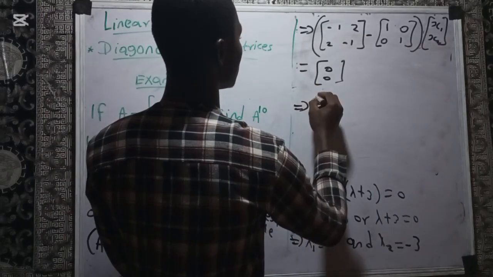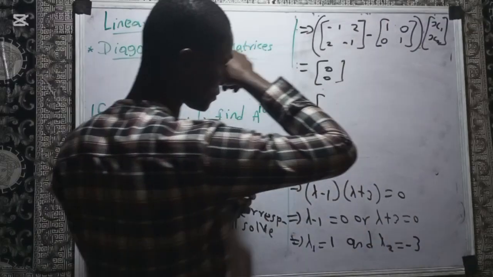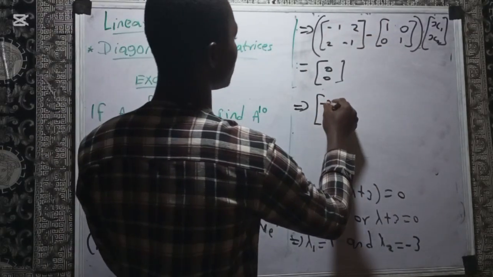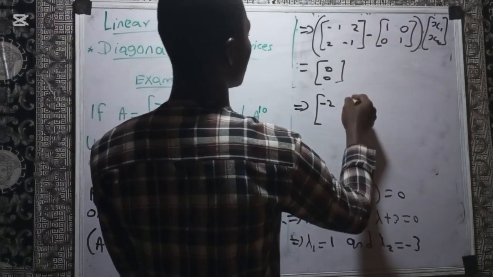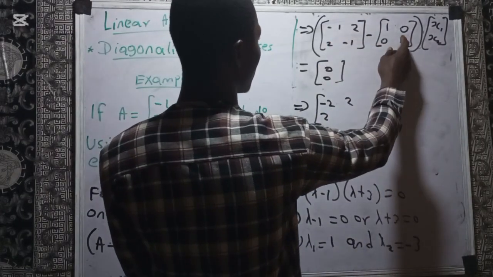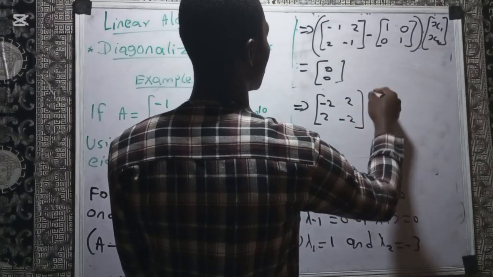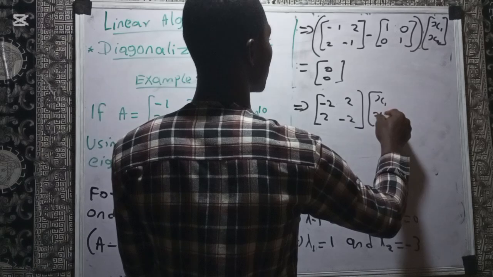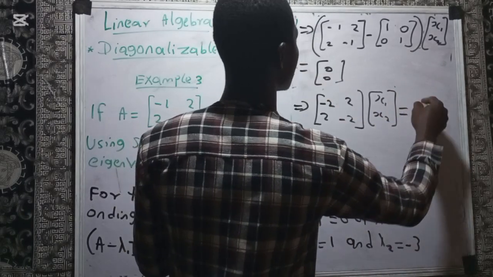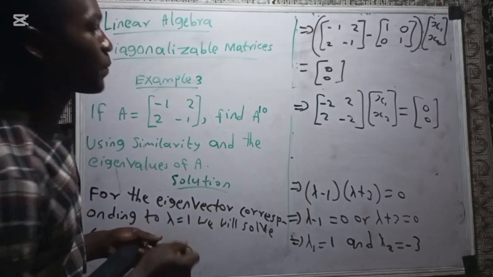So this implies, so let's subtract. Negative 1 minus 1 will be what? Negative 2. Then 2 minus 0 is 2. 2 minus 0 is 2. Negative 1 minus 1 will be what? Negative 2. Then our vector having entry x1, x2 equals, we have the zero matrix. So this is what we have.